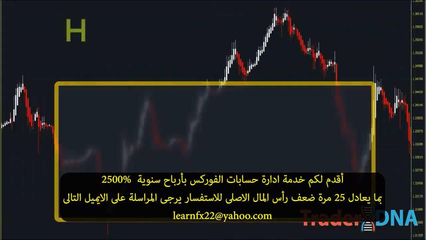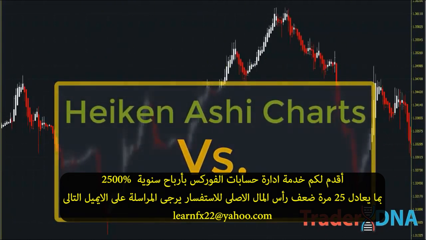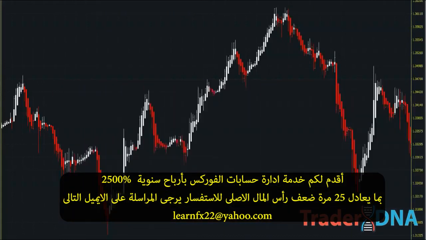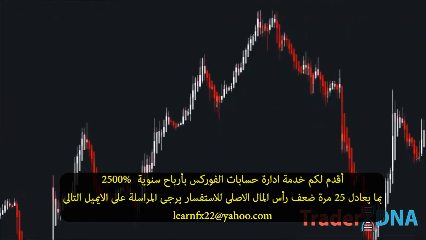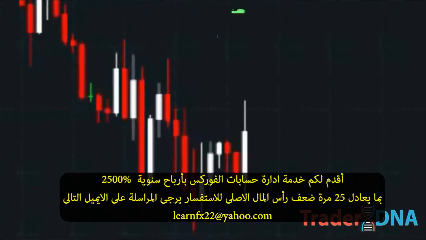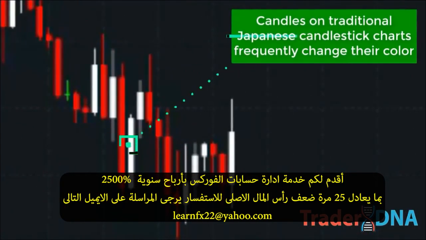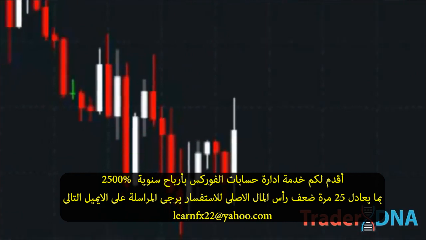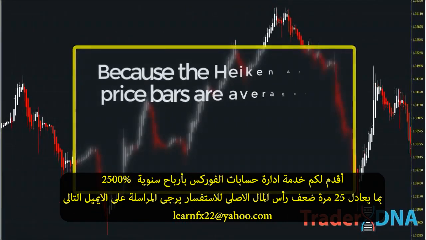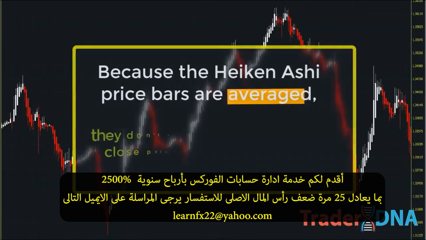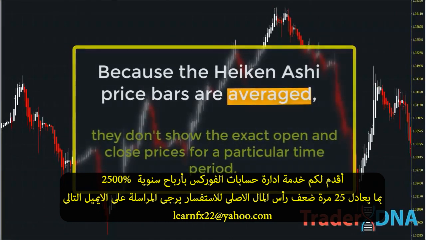The main difference between Heikin-Ashi charts and traditional candlestick charts is that Heikin-Ashi charts the average price moves, creating a smoother appearance, helping traders to identify past price movements more easily. On the other hand, candles on traditional Japanese candlestick charts frequently change their color, which can make them difficult to read. Because the Heikin-Ashi price bars are averaged, they don't show the exact open and close prices for a particular time period.